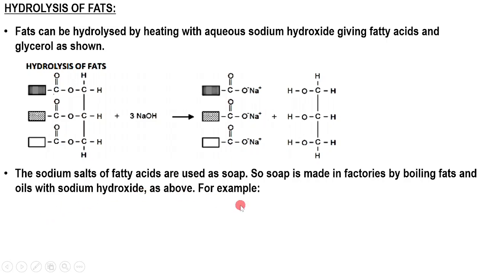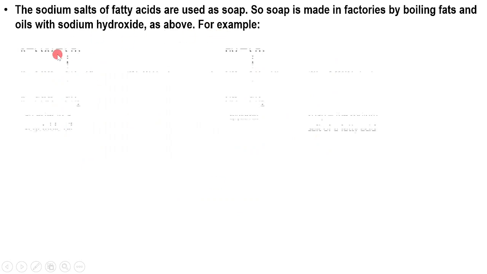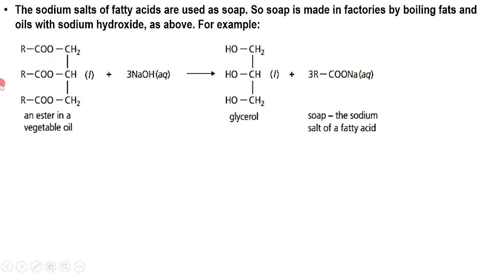So for example, this is the same reaction that I've already looked at. If you have an ester in vegetable oil, this is vegetable oil plus sodium hydroxide, you form glycerol, and you form this other one here, 3 R, which is the soap, the sodium salt of fatty acid.